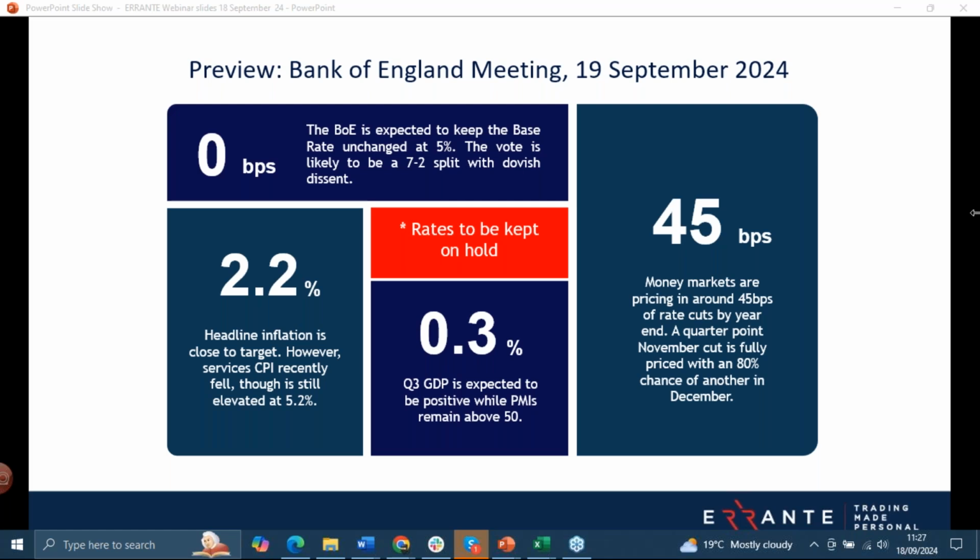Otherwise, we've had GDP, which was flat actually, but is expected to remain positive for Q3. All in all, Governor Bailey himself said at Jackson Hole at the end of August that the bank is not in a rush to cut again, and that really prompted markets to factor in a strong chance, around 75% or so, for no action at this meeting. As I said, no press conference, so there won't be any guidance from Governor Bailey on that front.